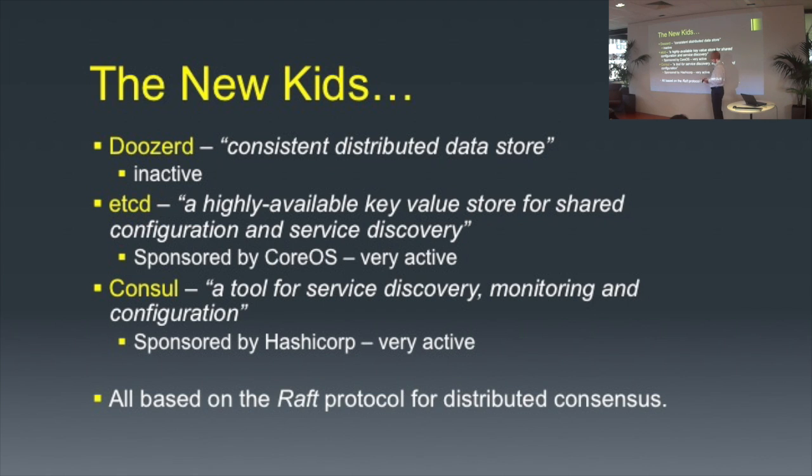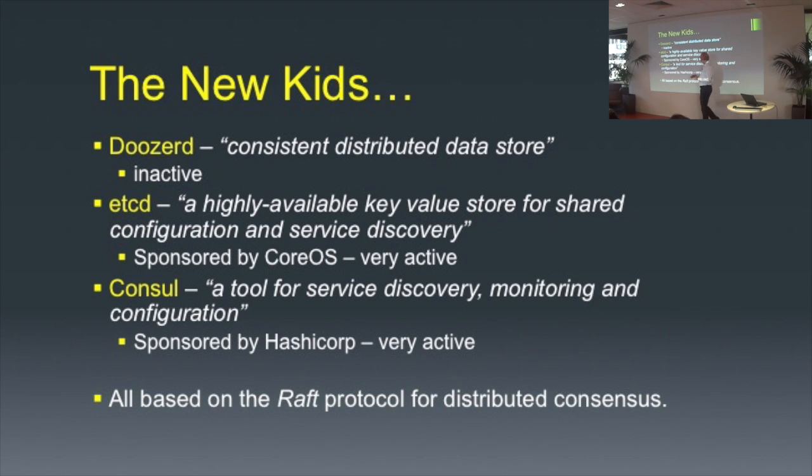If you go to the Raft webpage, there's a big long list of implementations of Raft. And all of these are using the Raft protocol for their consensus algorithms. So Doozer came out in 2011. It was developed by a bunch of guys in Go. They called it a consistent distributed data store. It's not really doing anything now. If you go to the GitHub page, the last check-in was 2 years ago.